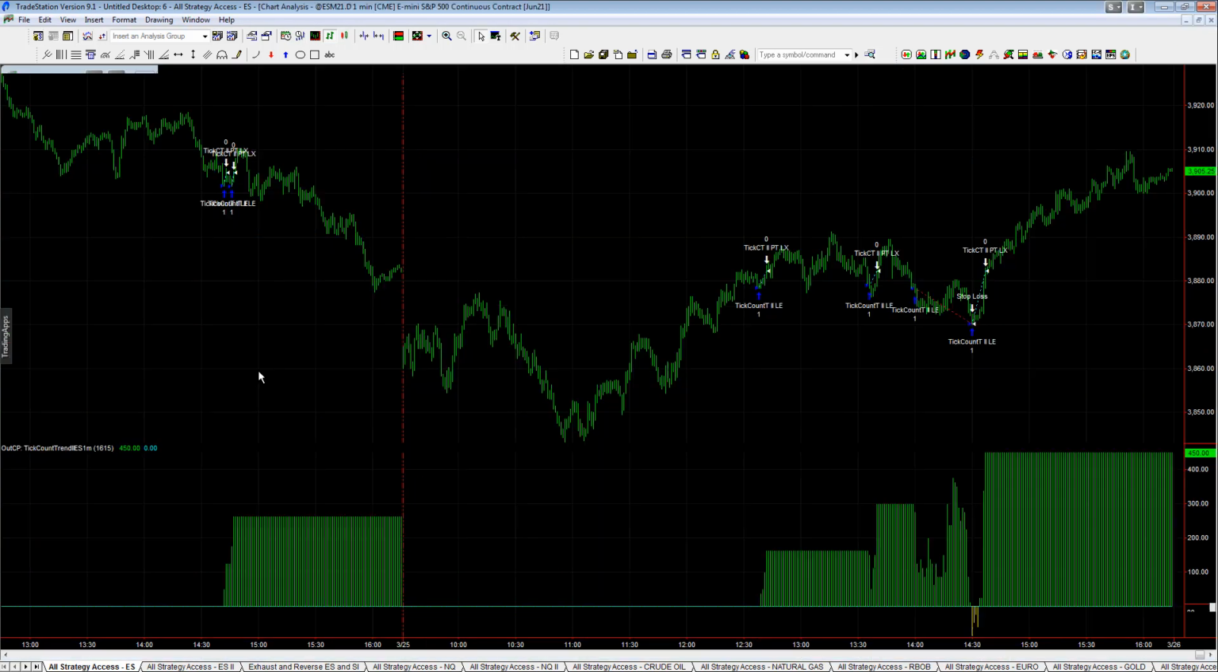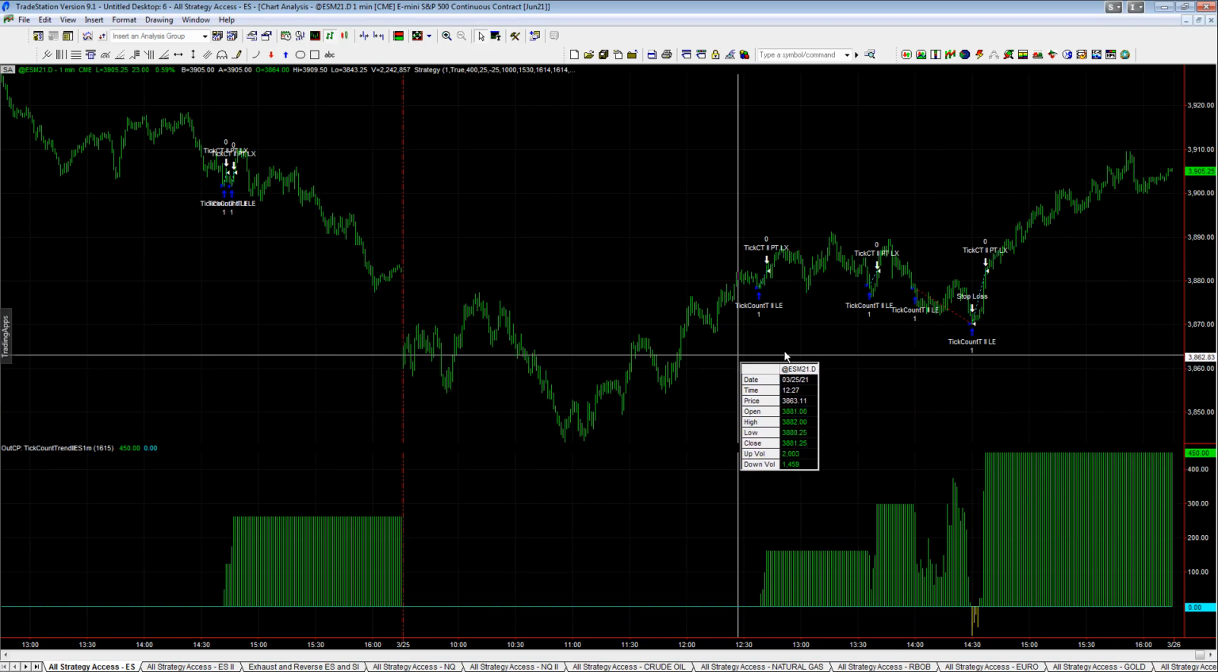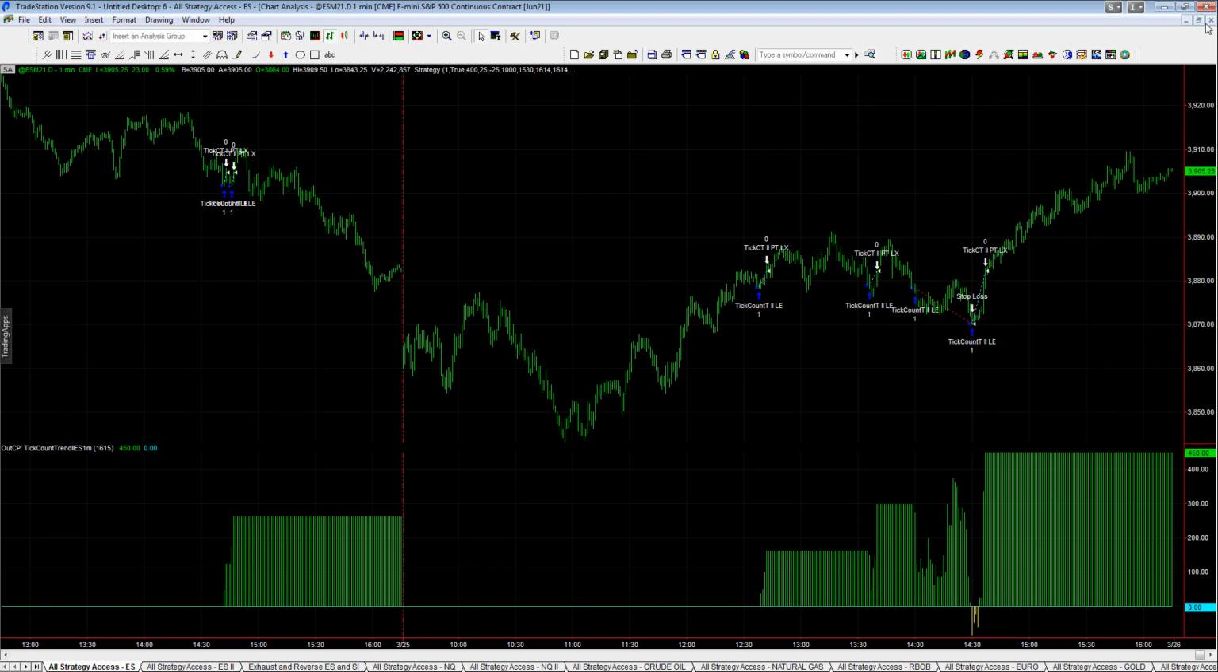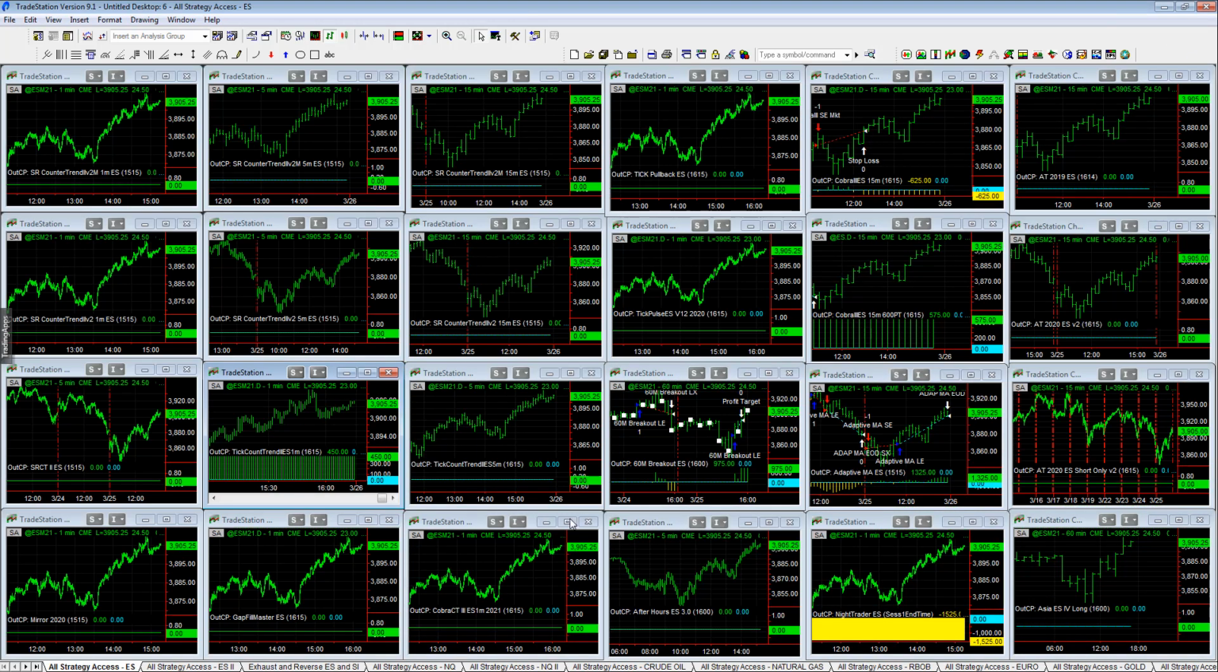So tick count trend was another highlight of the day. Plus 450 on the day. It had 3 winners and 1 loser. Winner here, loss, and then a winner there. So 3 out of 4 on tick count trend.